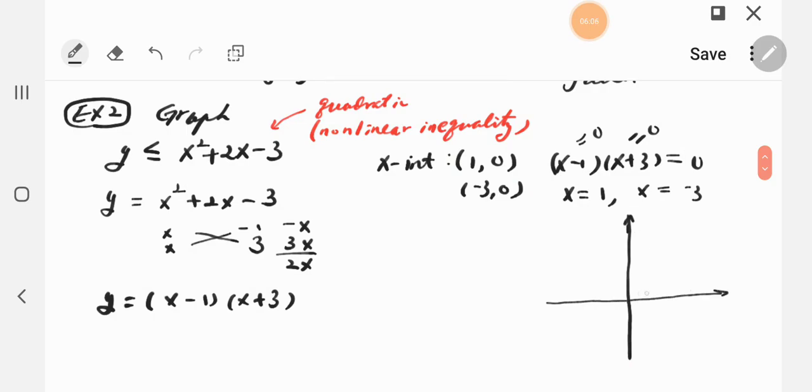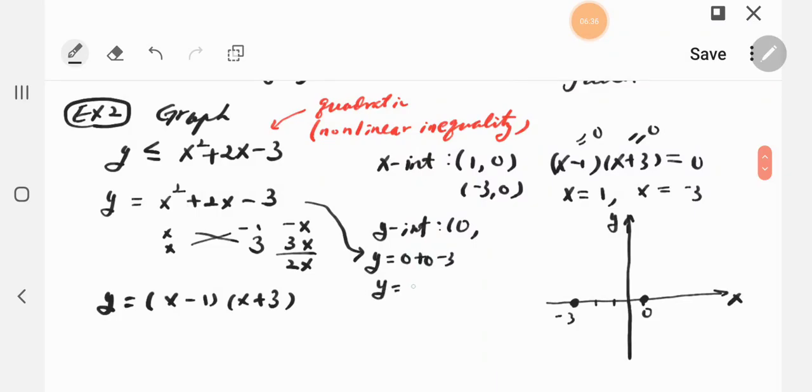Okay. So x is 1, y equals 0. X is negative 3, so 1, 2, 3. Then y equals 0. So we found two x-intercepts. Okay, let's find the y-intercept. We can get the y-intercept by setting the x value equal to 0. Since x equals 0, what happens? From this, y equals 0 plus 0 minus 3, so y equals negative 3. So that's the y-intercept.